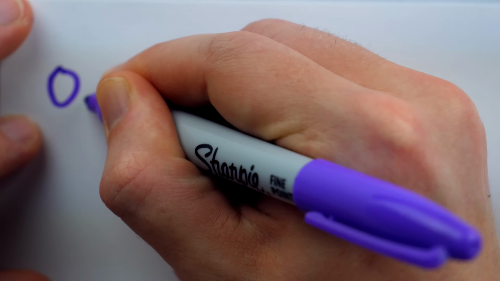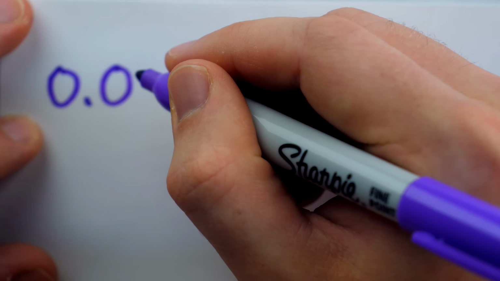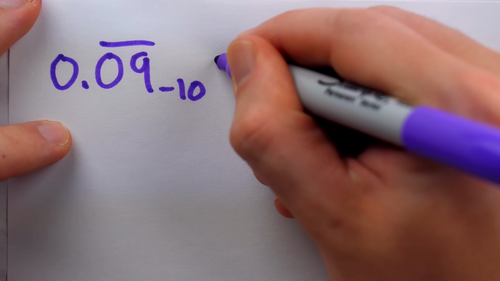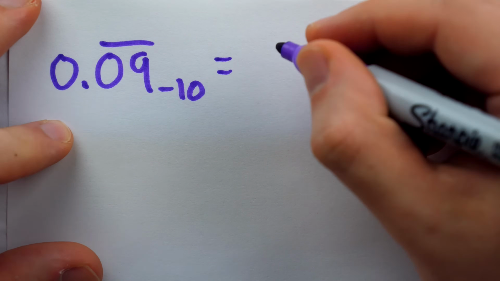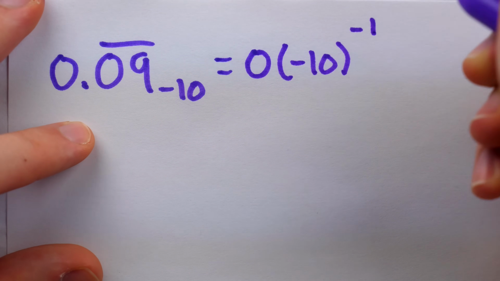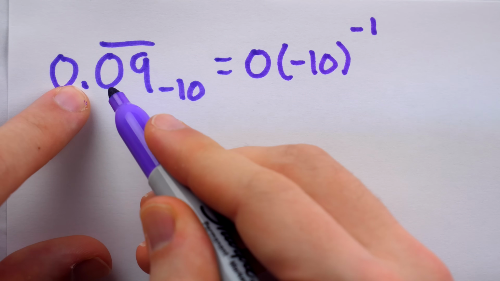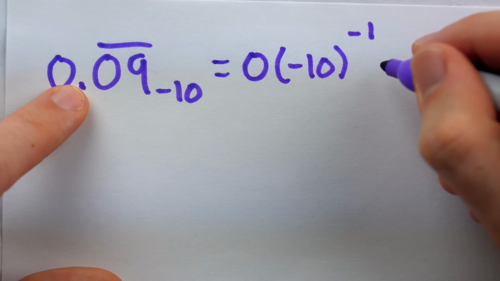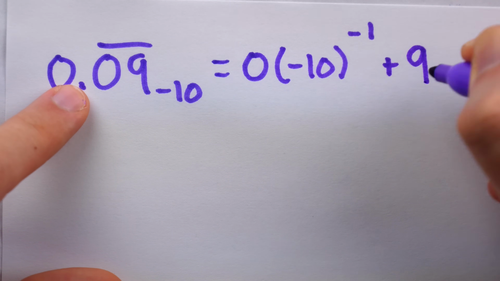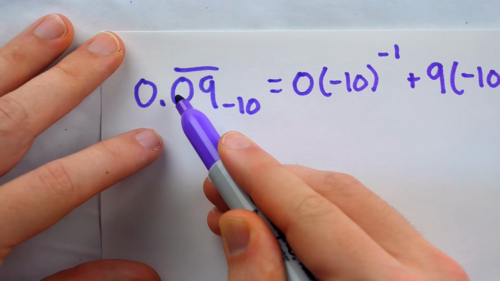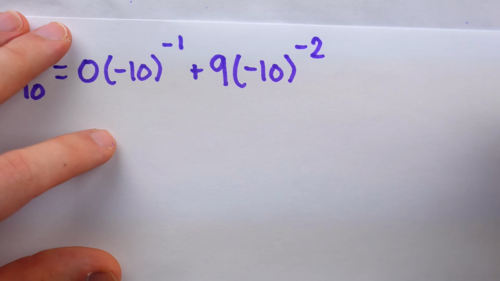So first, let's consider the Negadecimal number 0.09 repeating. What does this represent if we write it out in our decimal system? Well, this first negadigit of 0 is 0 copies of -10 to the -1, because it's 1 spot to the right of the Negadecimal point. And then that 9 is representing 9 copies of -10 to the power of -2. And that 0, 9 pattern continues, 0, 9, 0, 9, 0, 9, and so on.